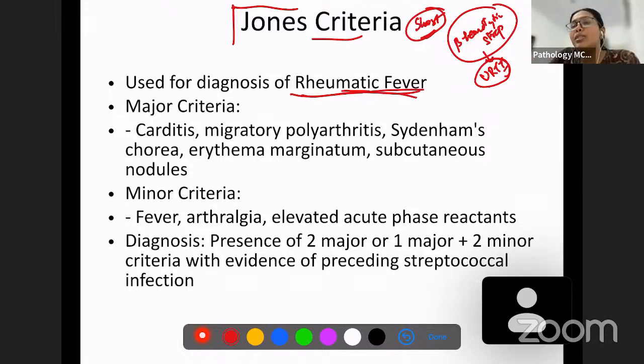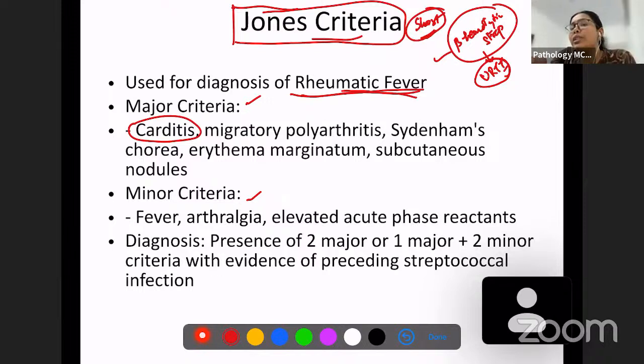Okay, so what is the criteria to diagnose this? That is why we use the Jones criteria to diagnose this condition. So what are the criteria? There are two types of criteria. We have major criteria and we have minor criteria. What are the major criteria? Carditis, as I said, definitely has to be there as a major criterion. Along with it, you are going to have migratory polyarthritis.